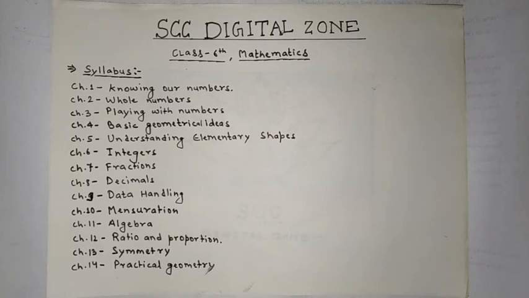And the next chapter is Basic Geometrical Ideas. In this we see the basics of geometry and their ideas. And the fifth chapter is Understanding Elementary Shapes, in which we see the shapes of triangle, quadrilaterals, pentagon, hexagon, cylinder, etc.